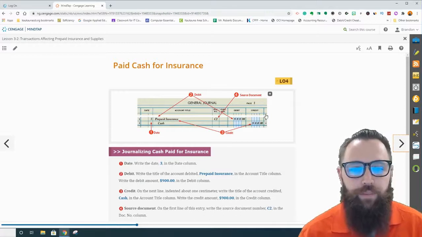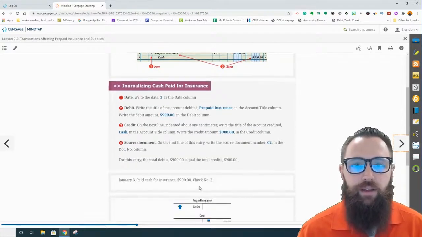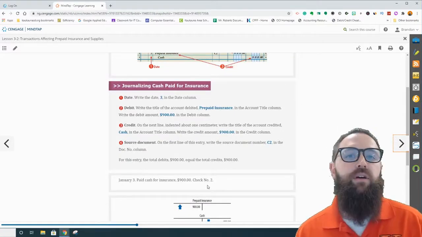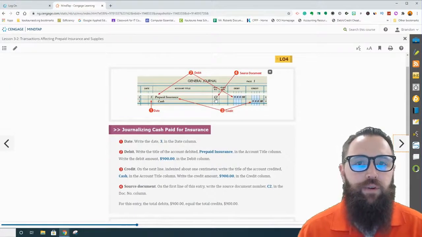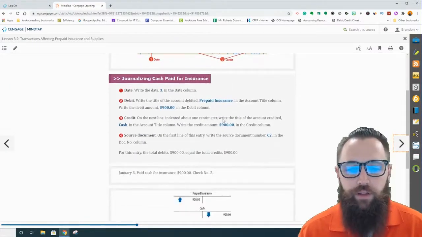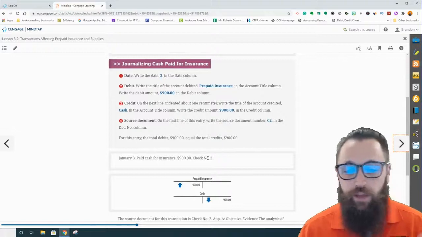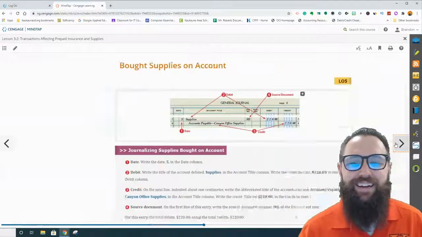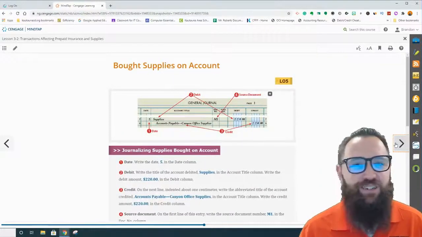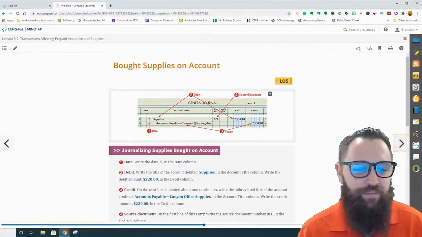The 4th step that we have is writing out the source document. And here, this is going to be a check, but checks are pre-numbered. So this is the 2nd check that we're writing, and it's going to be referred to as C2. Okay, so you can see here, check number 2. That's our first transaction. Once again, if you've already been practicing these transactions, it's a whole lot easier.